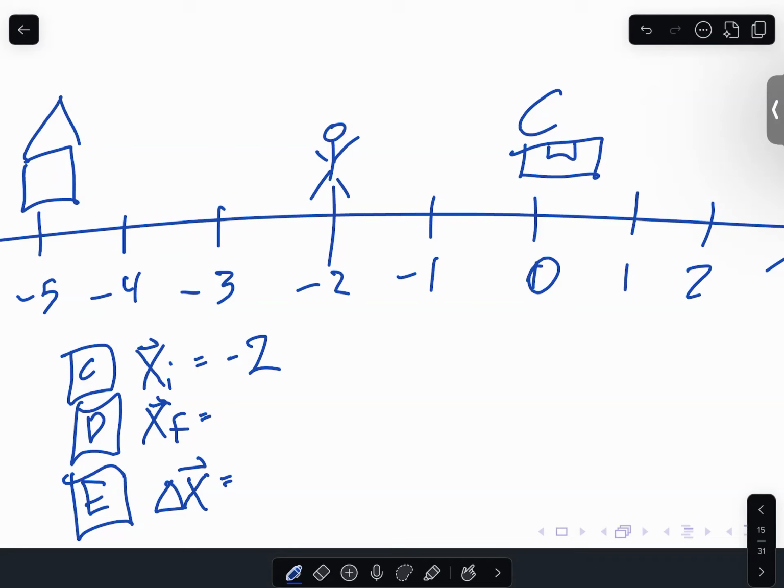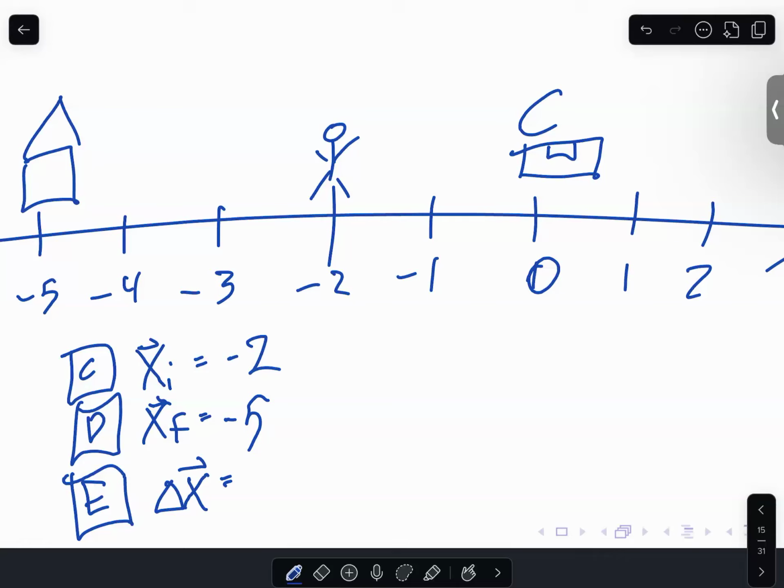Okay, I'm getting more surprising answers here than I expected. Where's home? What's its position? If she goes home, x_f is just where that is. You just look at your number line that you made up and say, the number line shows me the position values. So that's what position means. Now, follow-up question. What's her displacement?